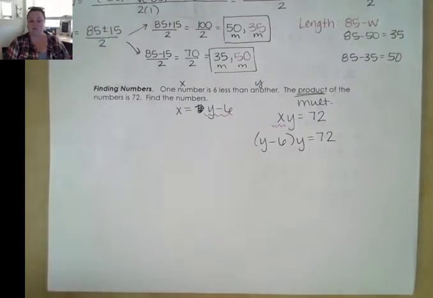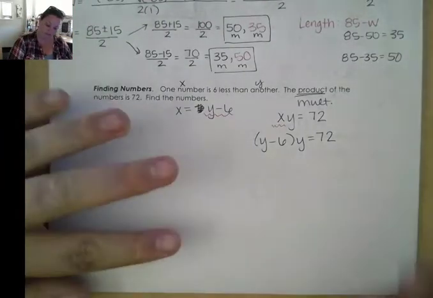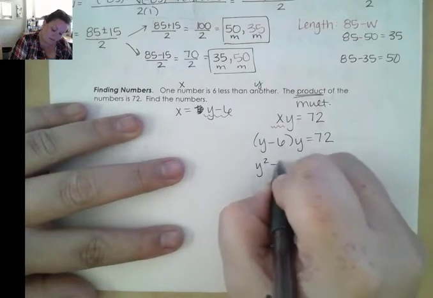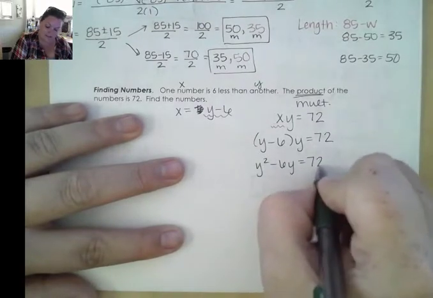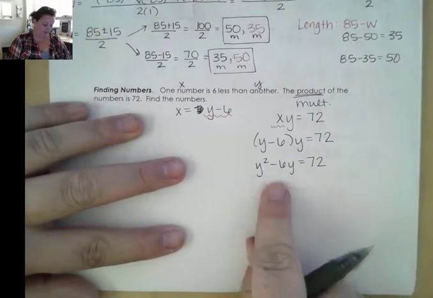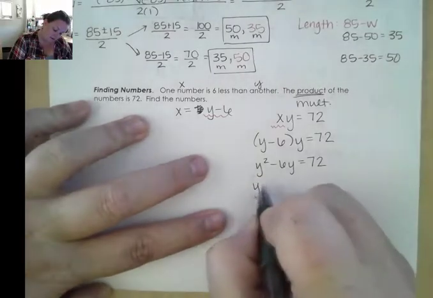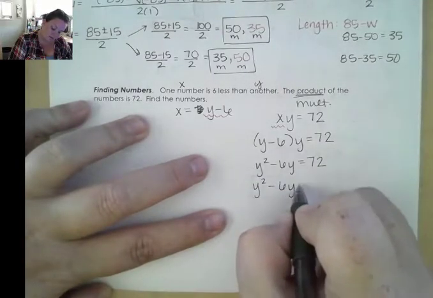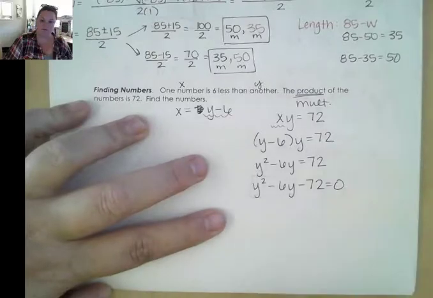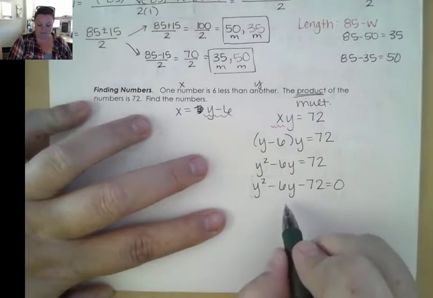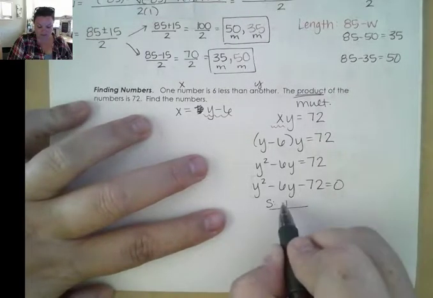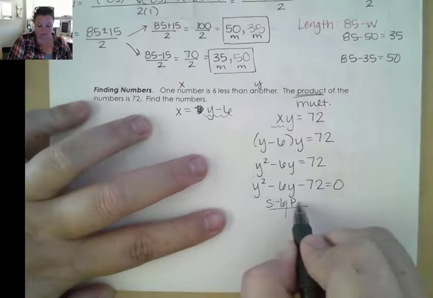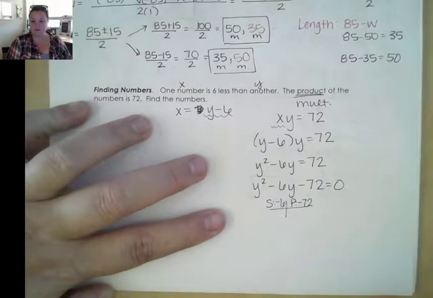And now this is something we should be able to simplify, right? So this gives us y squared minus 6y equals 72. Then I move our 72 to the other side. So y squared minus 6y minus 72 equals 0. And then I can do sum product. My sum is negative 6 and my product is negative 72.